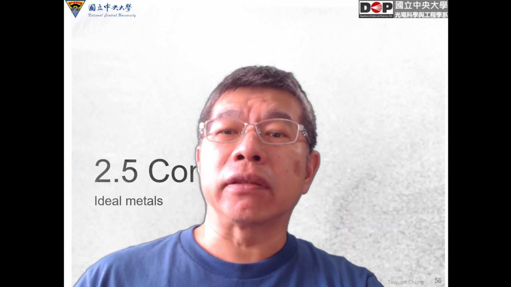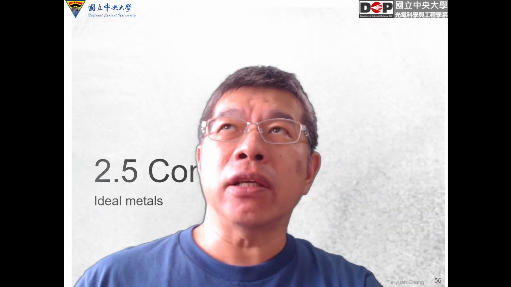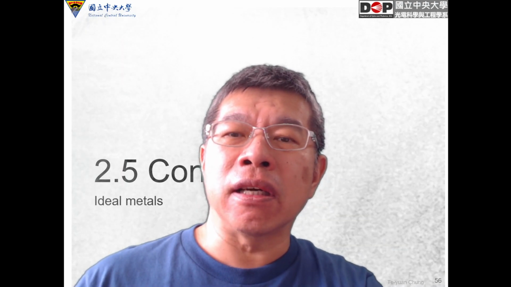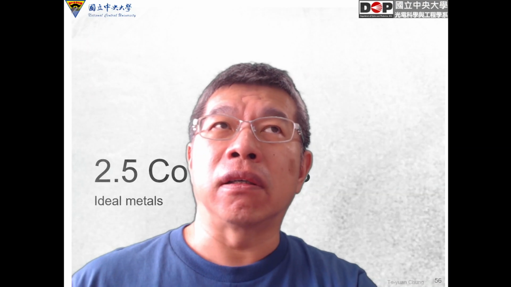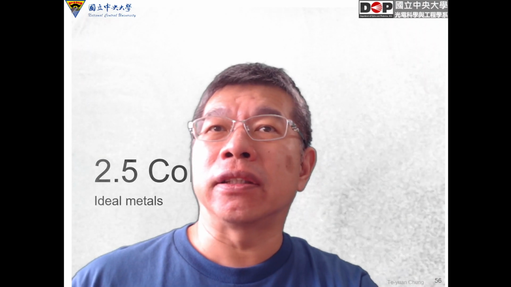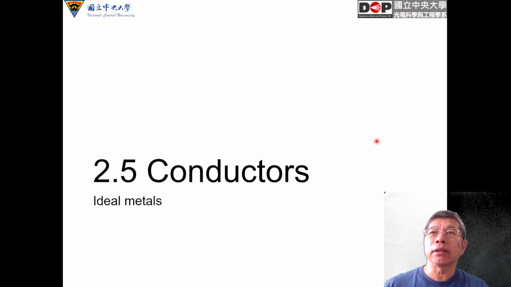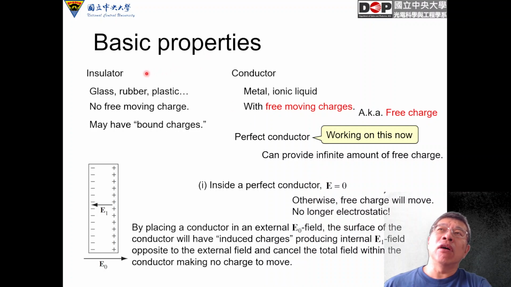Here we're going to talk about conductors, which are pretty much ideal metals. Metals conduct electricity, and metal certainly plays a very important role in our daily life and, of course, in electronic devices. Now we'll talk about how the electric field interacts with metal. Okay, let's get started.